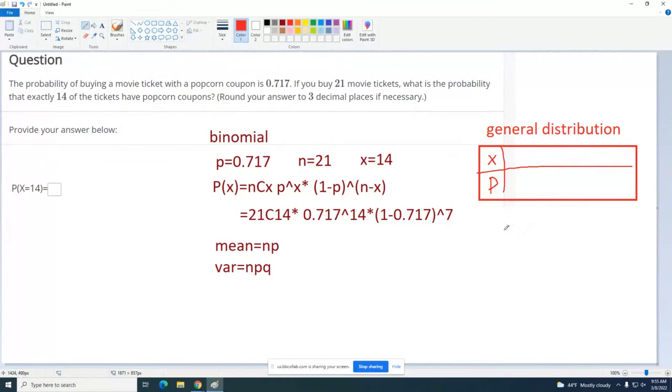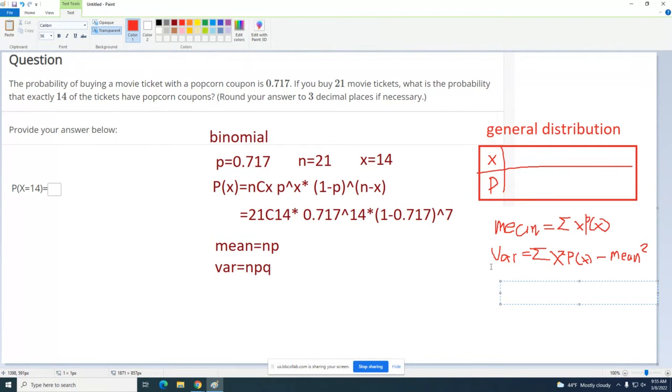Right, whenever you have that, you can calculate the mean by a summation of x times probability of x, and the variance is calculated by a summation of x squared times p of x minus the mean squared. Right, that was the variance calculation. Then the standard deviation is the square root of variance.